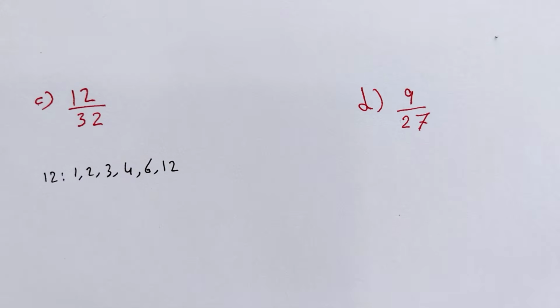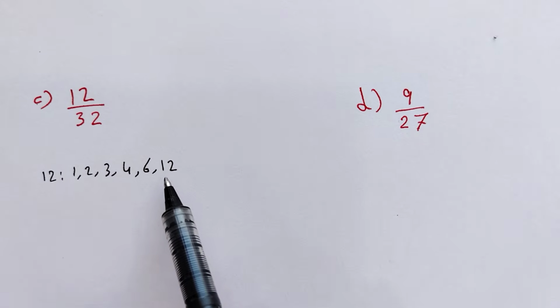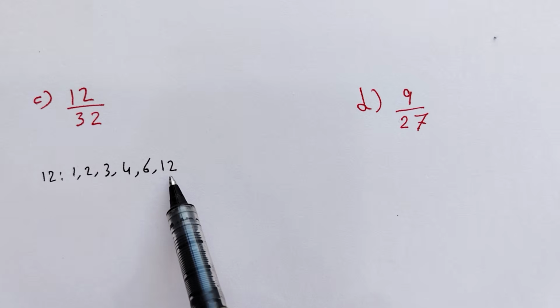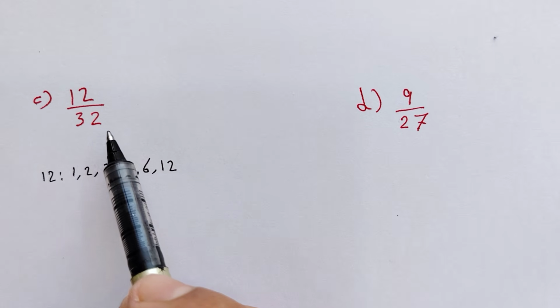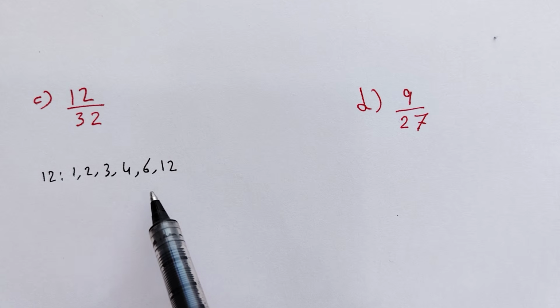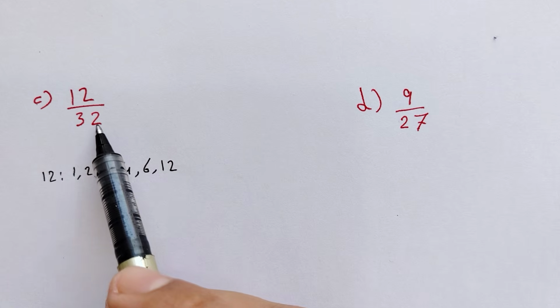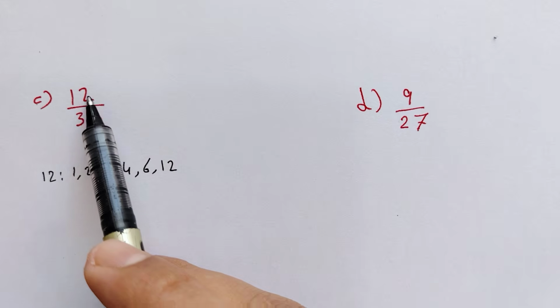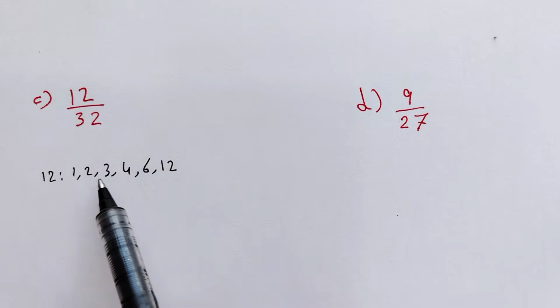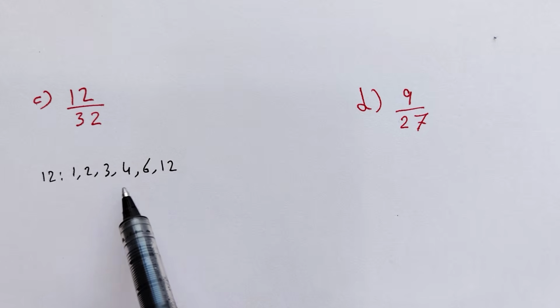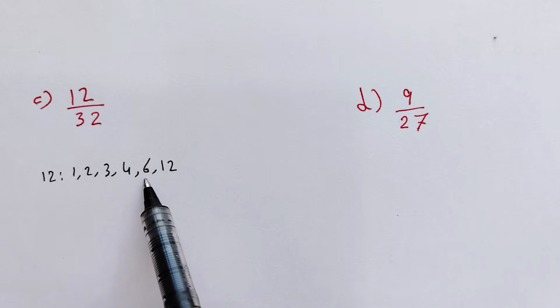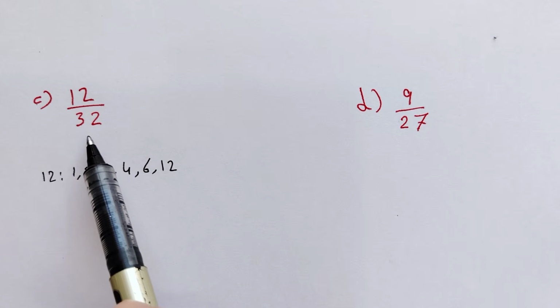Then we check the greatest factor, which is 12. Do I have any multiplication of 12 that's equal to 32? We don't. That's why we cannot divide it by 12. Do I have any multiplication of 6 that's equal to 32? Remember, we don't check the numerator. Why? Because those are the factors of the numerator. We can divide the 12 by any of them. So, do I have any multiplication of 6 that's equal to 32?